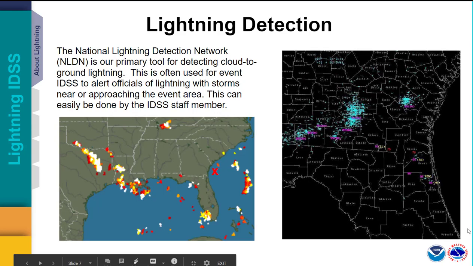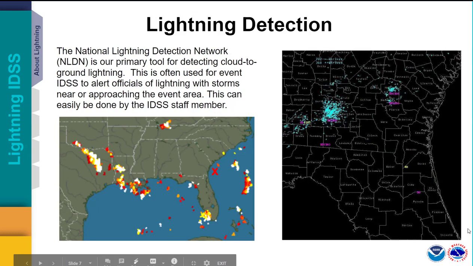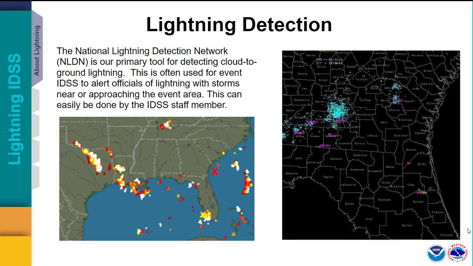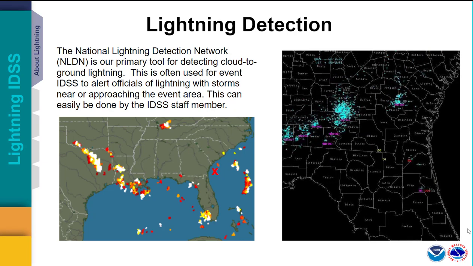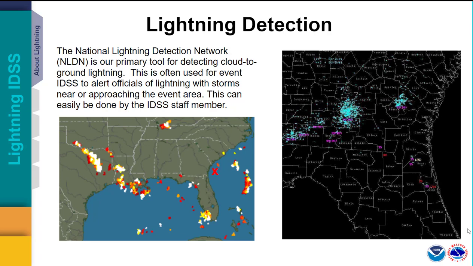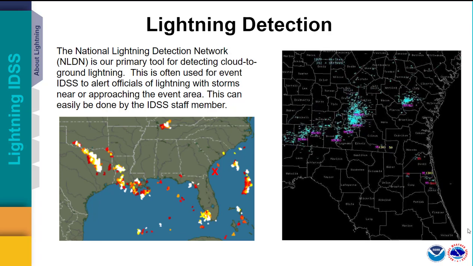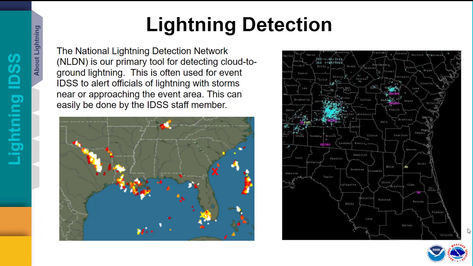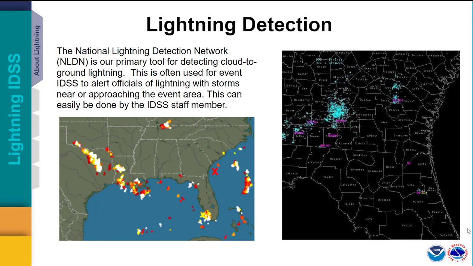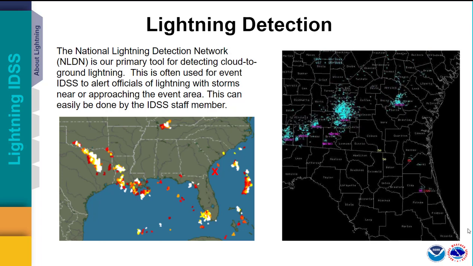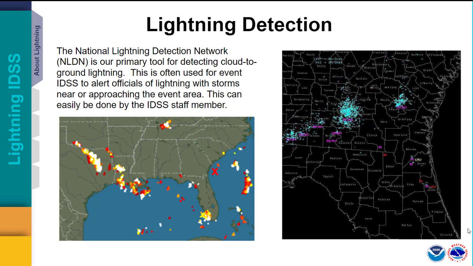The National Lightning Detection Network, or NLDN, is our primary tool for detecting cloud-to-ground lightning, our verification, if you will. This is often used for event IDSS to alert officials of lightning within storms that are near or approaching the event area. This can be done by anyone, as it requires little science. As scientists, given the new technology available, can we do better?